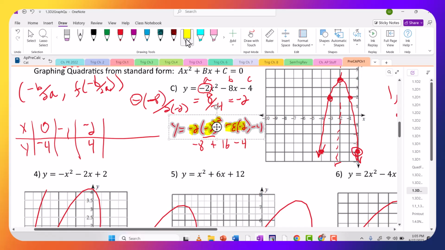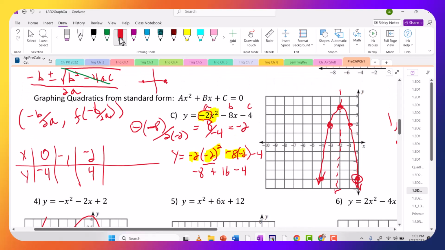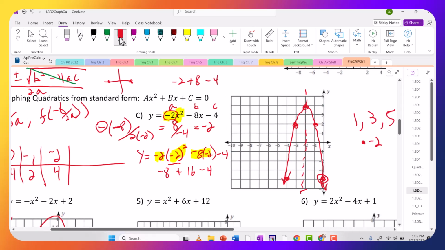Let's just plug in negative 1. What's negative 1 squared, everyone? 1. What's 1 times negative 2, though? So I might want to write that. That's negative 2. And then what's negative 1 times negative 8? 8. And then minus 4. Negative 2 plus 8 is 6. 6 minus 4 is 2. Lo and behold, negative 1 comma 2.